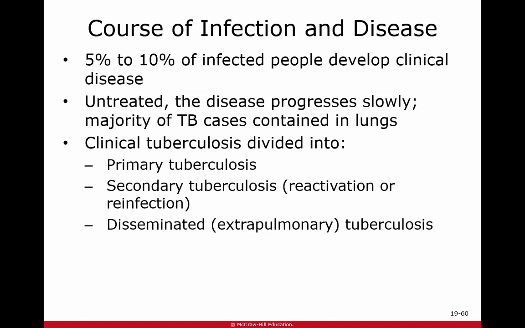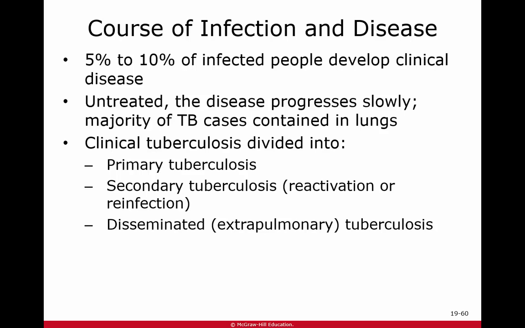Untreated, the disease progresses slowly. The majority of TB cases are isolated to the lungs, even though they can occur in other places outside of the lungs. When you classify tuberculosis, you classify it as primary, secondary, or disseminated.